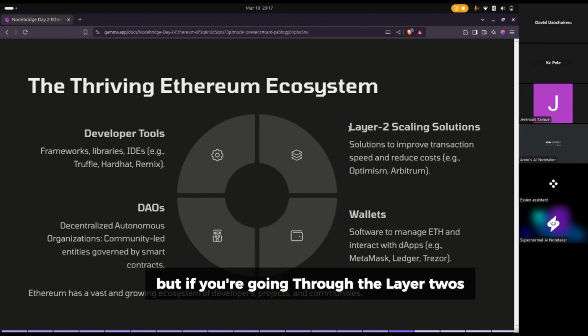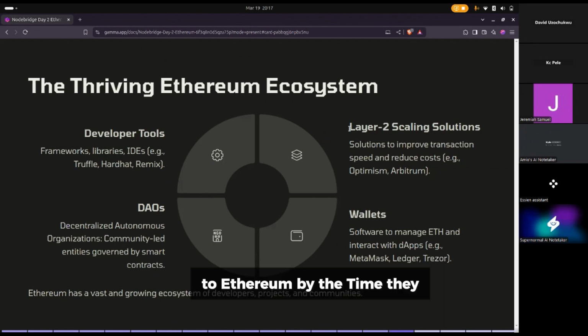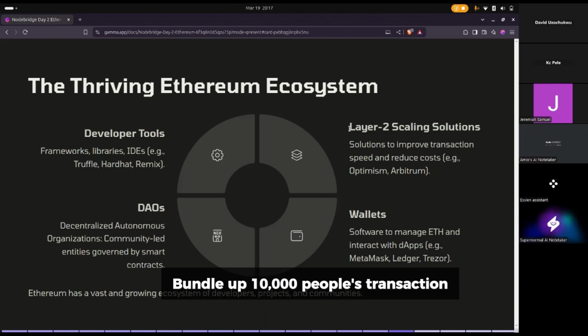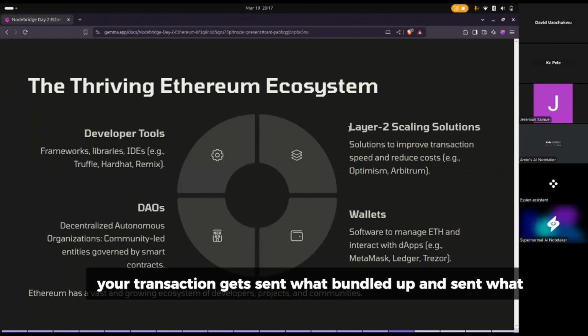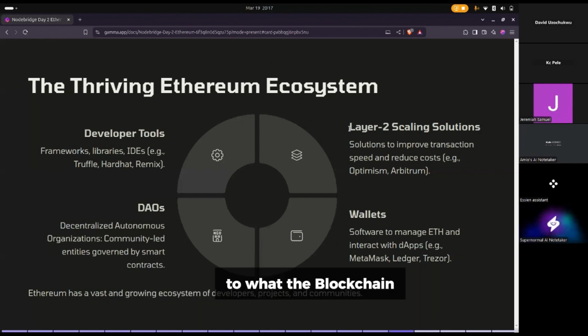But if you're going through the layer twos, which still send your transaction to Ethereum, by the time they bundle up 10,000 people's transactions, they split that 50 USD gas fee among 10,000 people. You'll be paying in cents. As soon as you pay that, your transaction gets bundled up and sent to the blockchain. So that's just a simple analogy for how layer 2 works.